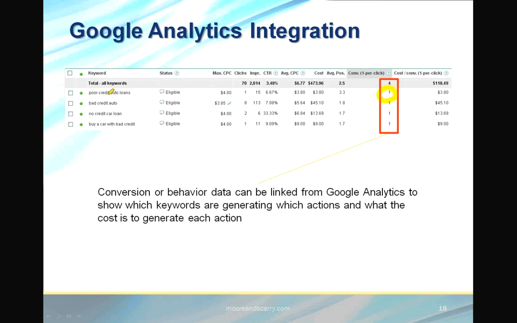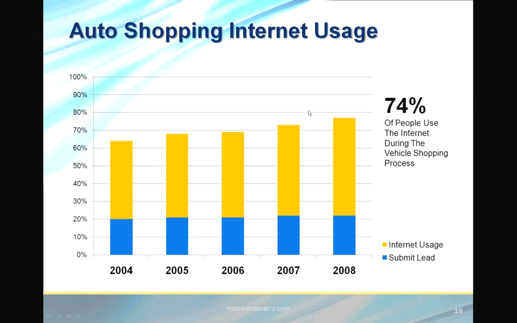So we can see that this Poor Credit Auto Loans had a 6.67% click-through ratio and had 1 conversion. So we can look at the average cost per conversion and see which keywords not only are driving traffic, but which keywords are drawing conversions. And this will allow us to make our search engine marketing much more return on investment oriented. It's real important to look at.